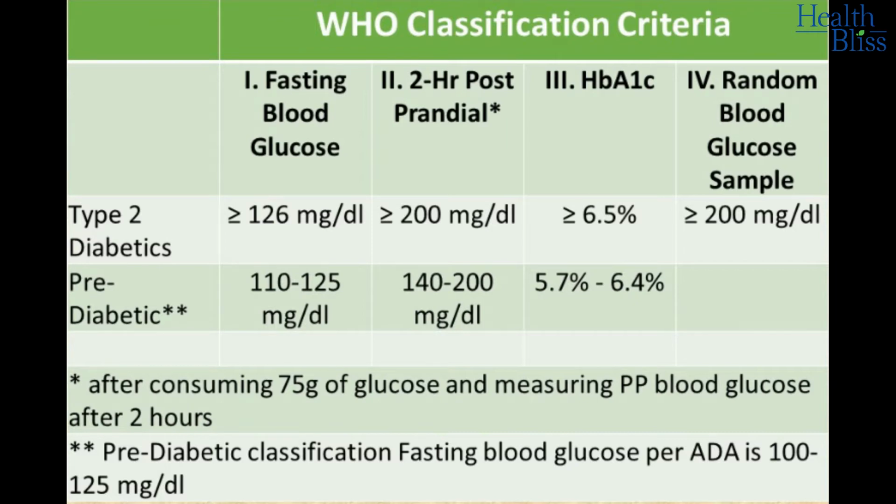Among the 4 classification criteria, HbA1c is typically used most extensively, as this is the most important metric since it is indicative of a 3-month blood glucose control. There is a slight difference in pre-diabetic criteria between WHO and ADA. Per WHO guidelines, pre-diabetics are those whose fasting blood sugar is between 110 and 125 milligrams per deciliter, whereas in the ADA classification, this limit is set to 100 to 125 milligrams per deciliter.